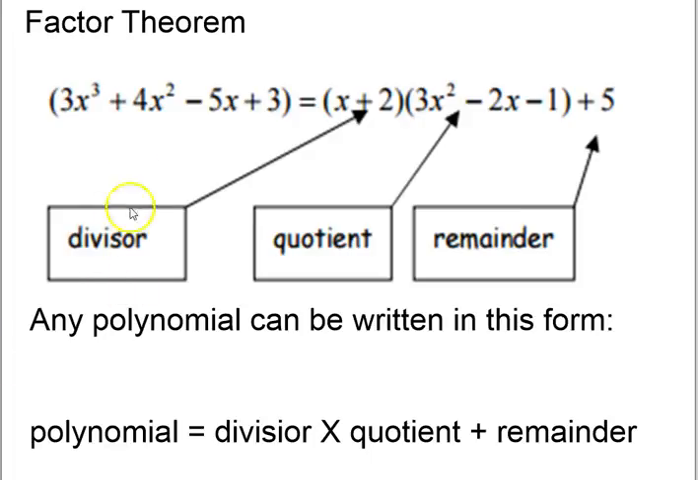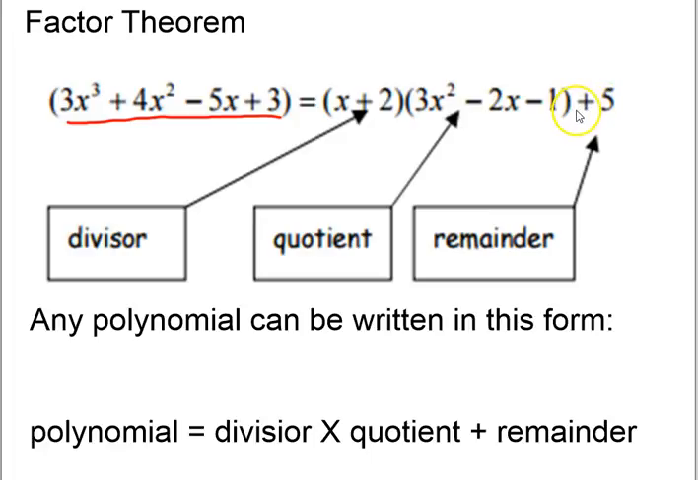We've got something called the factor theorem, and I want you to write this down. The factor theorem says that I can write a polynomial as a product of its factors plus the remainder. So there's my divisor, there's my quotient, there's my remainder.